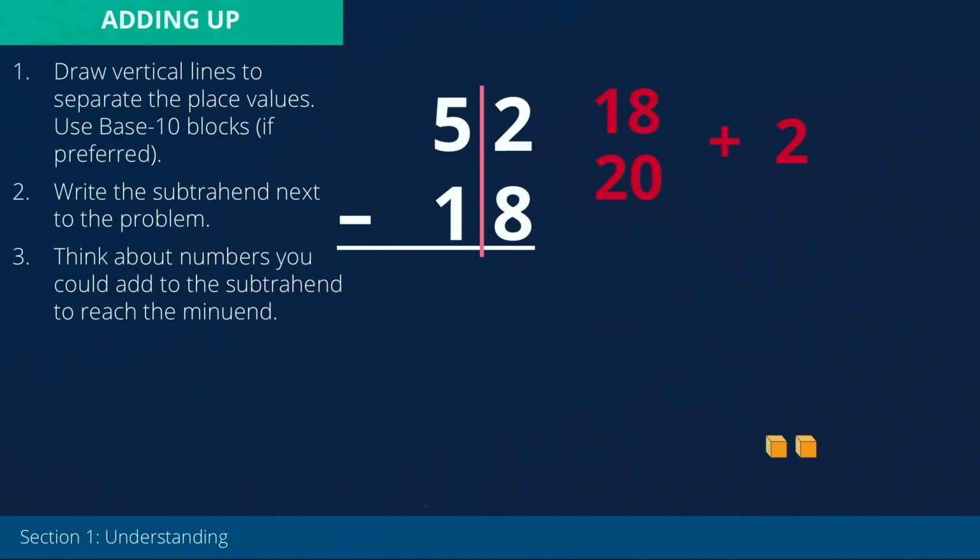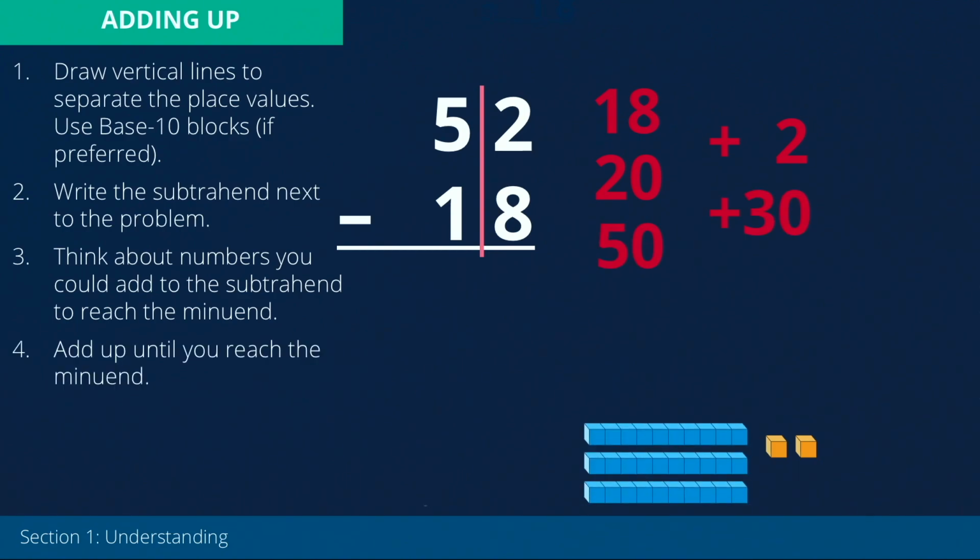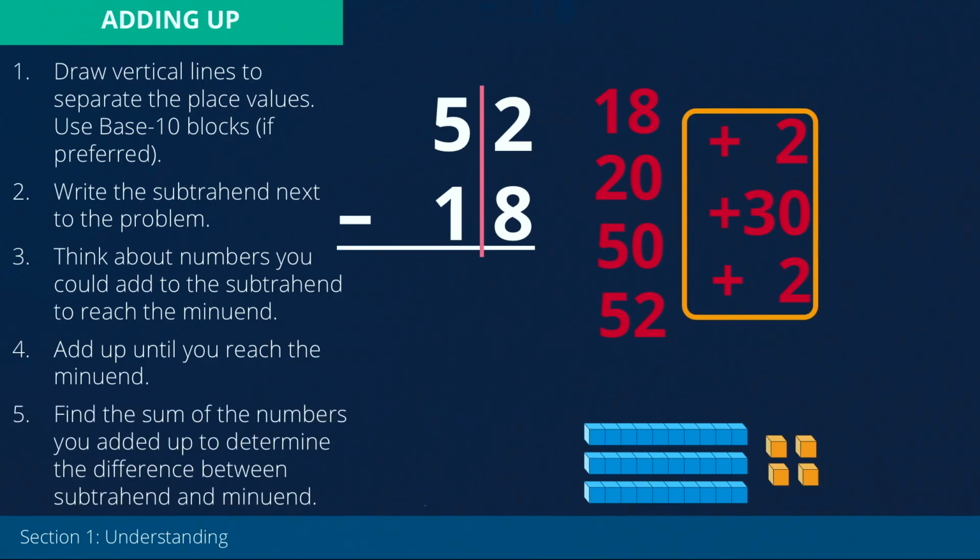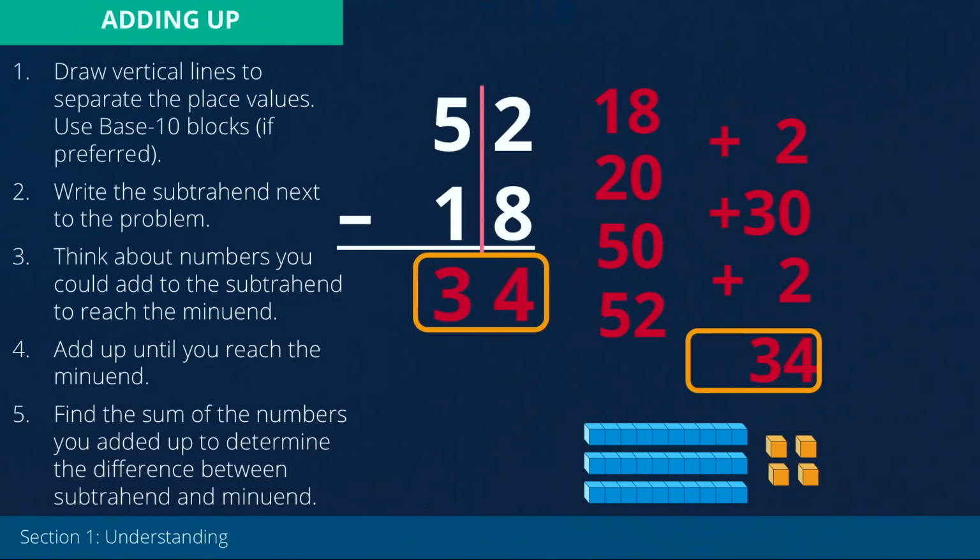I'm not to 52 yet, so then I could think, well, if I add 30, that gets me to 50. I'm pretty close to 52. And if I add another 2, then I now have arrived at that minuend of 52. So what is the difference between 18 and 52? Well, you see it there in my base 10 blocks. You also see it there written on the very far right-hand side of the slide. The difference there is 34. So this helps students solve subtraction problems using their addition knowledge.